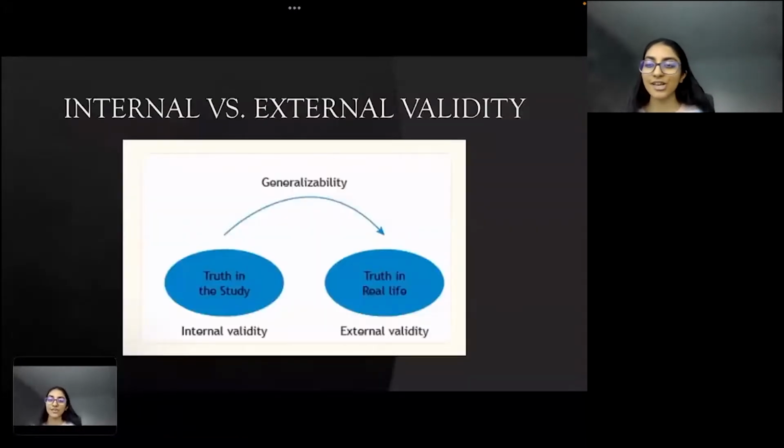Okay, so this is a nice diagram that I found, which I think quite nicely summarizes internal versus external validity. So hopefully this helps the visual learners amongst you. So internal validity, as I said, focuses on the truth in the study itself. And external validity focuses on the arrow, so the generalizability aspect, and the truth in real life and how that applies. So hopefully that's a nice little summary of that. Next slide, please.